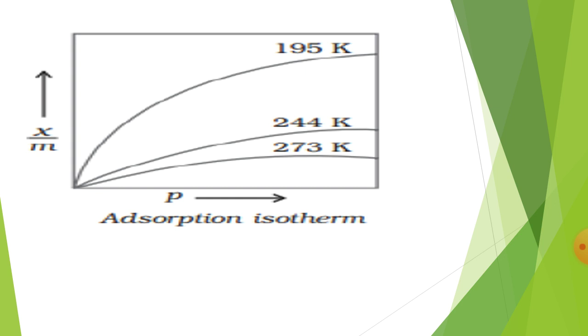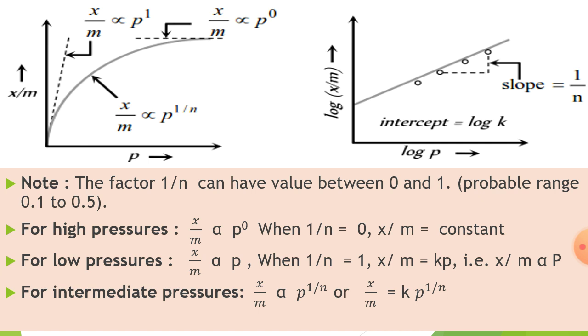Now on your right hand side, a graph is plotted by taking the logarithm of the Freundlich adsorption theorem. So this graph indicates log x by m versus log p when you plot a graph. This graph does not pass through the origin, having the slope 1 by n and intercept log k.